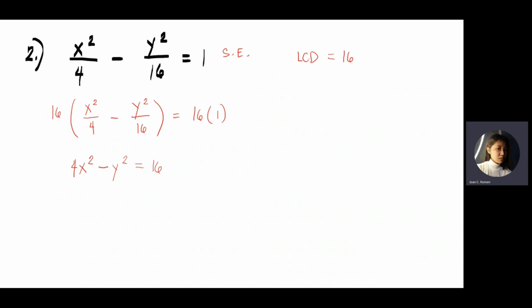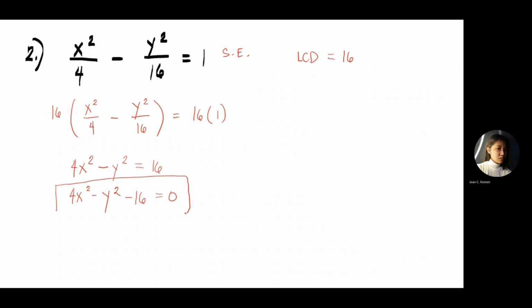Para maging general equation, dapat 0 lang yung nasa right-hand side. Meron tayong 16. Ibig sabihin, itong 16 na to, ililipat natin sa kabilang side. So this is 4x squared minus y squared. From positive 16, once we transpose it to the other side, this will become negative 16 and 0 na lang po yung nasa right-hand side natin. So it is already in general form. So ito na po yung general equation ng ating hyperbola.